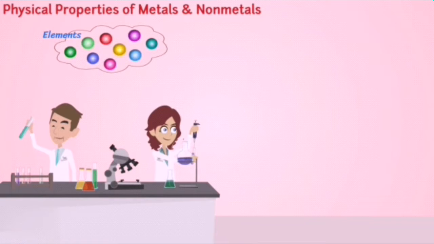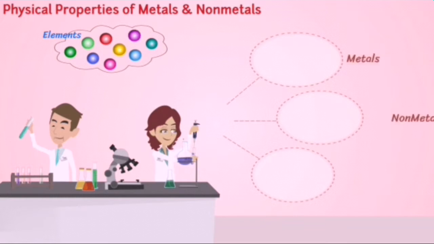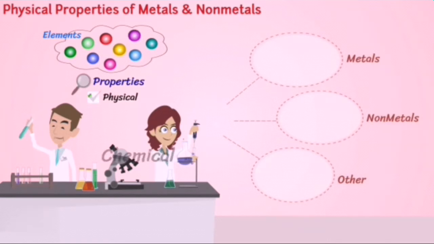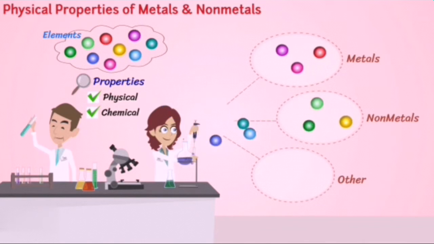Elements can be classified into metals, non-metals and metalloids on the basis of their physical and chemical properties. Now let us try to understand the physical properties of metals and non-metals.